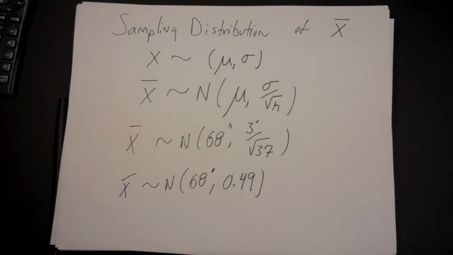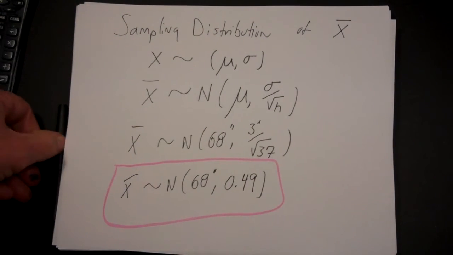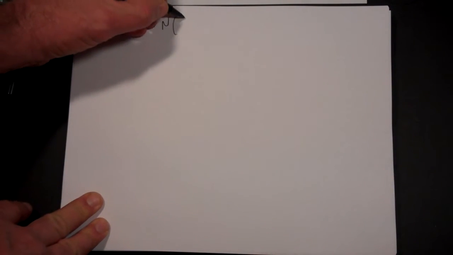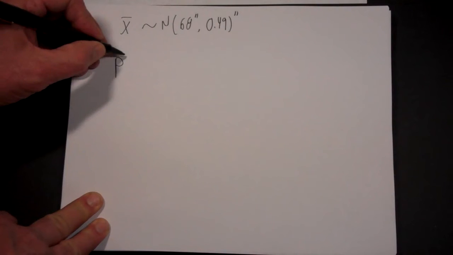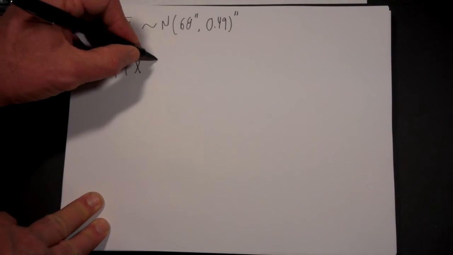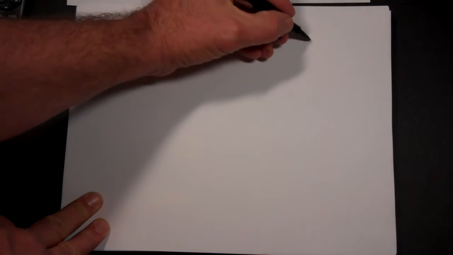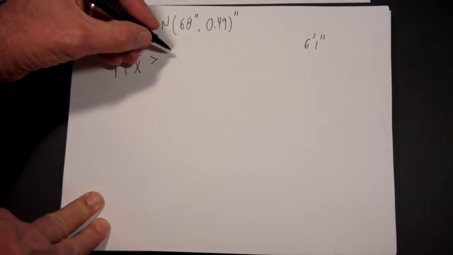Now we're going to translate this into a z, and when we translate to z, we use the standard normal distribution. So if x bar is normally distributed with a mean of 68 inches and a standard deviation of 0.49 inches, we want to find the probability that x bar is greater than 6'1". Six times 12 is 72, plus 1, so 73 inches.